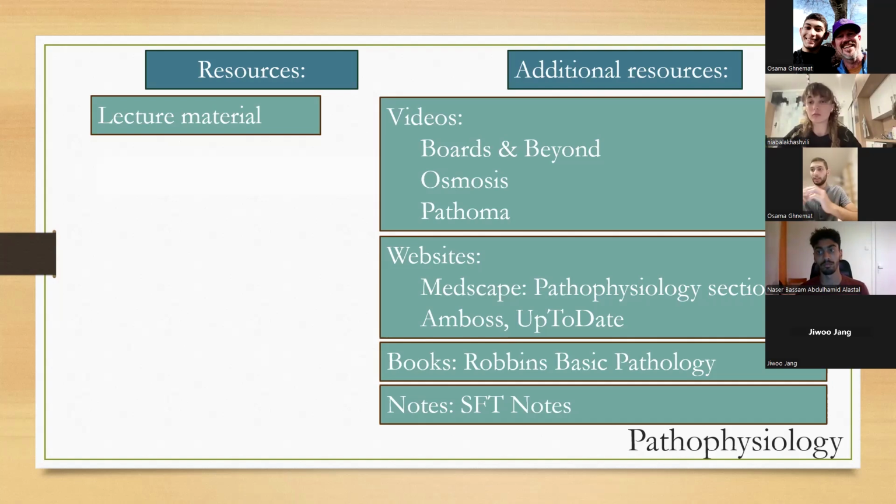very rigid and strict. But what you can do is just use additional resources just to enhance your understanding, and that is Boards and Beyond, Osmosis, Pathoma, websites, UpToDate, Medscape, Amboss, Robbins, even the Strike Force notes. But what I highly recommend, and what they focus on, and what they want to hear from you is not Osmosis, is not Pathoma. They just want to hear lecture material.